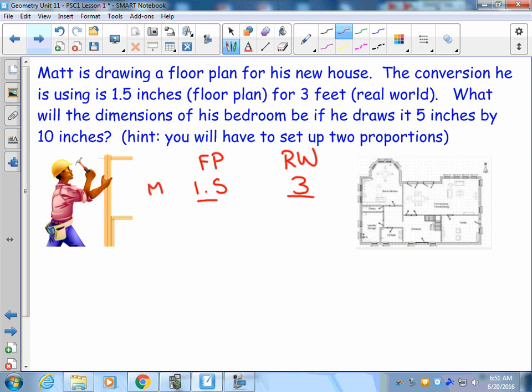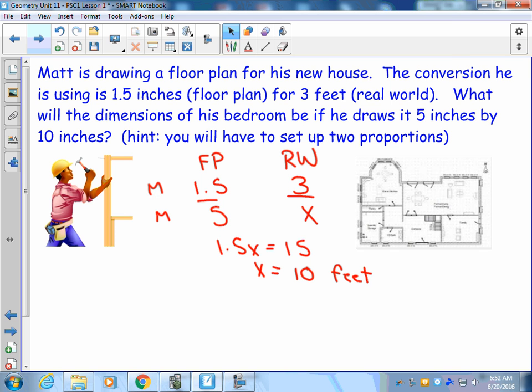Okay, so now we got to set up two proportions for this situation. So we have, and remember, the 5 inches is for the floor plan, and then we've got the real world is what we're trying to solve for. You know, so this is still just measurement, but we have to make sure our floor plans are together and our real worlds are together when we're setting up our ratios. And then we cross multiply and solve. 1.5x equals 15. Divide both sides by 1.5, and we get x equals 10. Okay, so we have a 10-foot measurement for the one dimension.